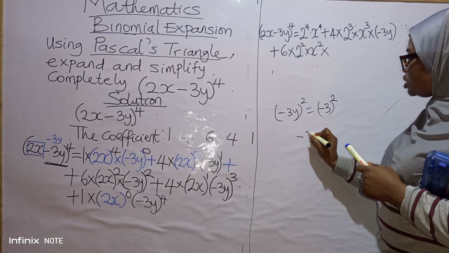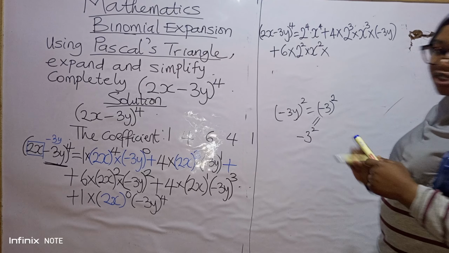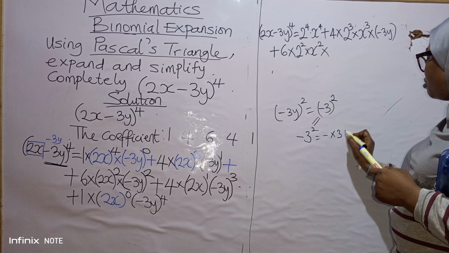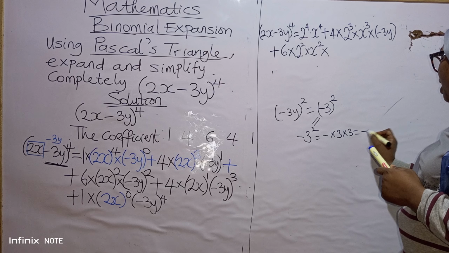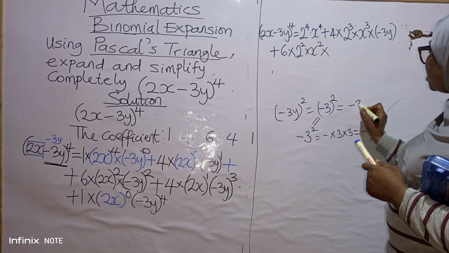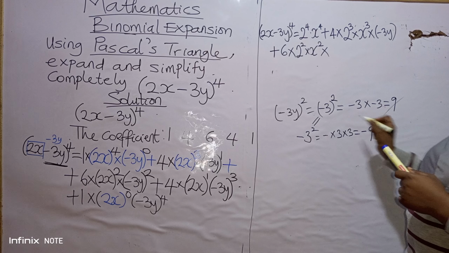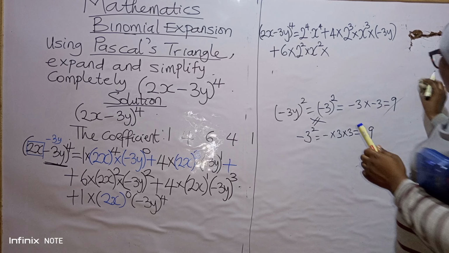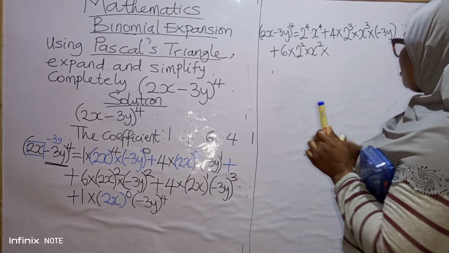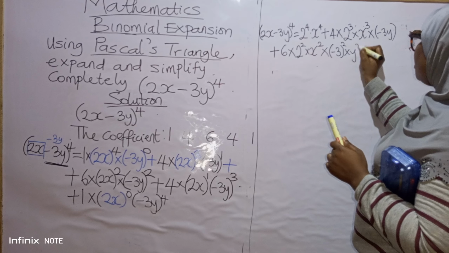No, I did not say minus 3 raised to power 2. If I say this one, they are not the same thing. This is going to give me minus multiplied by 3 multiplied by 3, which is minus 9. So you have to take note. But here will give me minus 3 multiplied by minus 3, which will be 9. Can you see? They are not the same thing. So you have to take note of that. So from here, I have (minus 3)^2 multiplied by y raised to power 2.